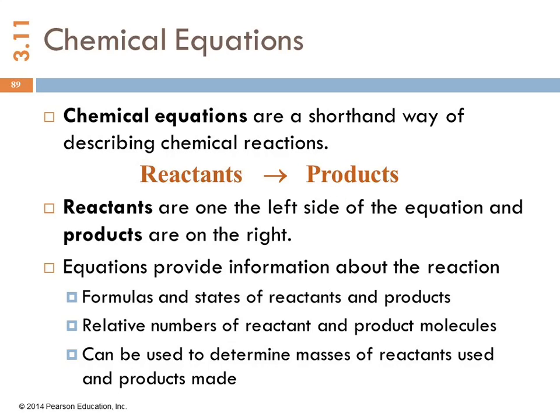The equations give us a lot of information. They can give us the formulas and the states of reactants and products, the relative numbers of reactant and product molecules that are consumed and produced, and they can be used to help us find the masses of reactants used and products made. In a chemical reaction, if you want to end up with 1 kilogram of product, the equation is what's going to allow you to figure out what masses of reactants you need to start with.